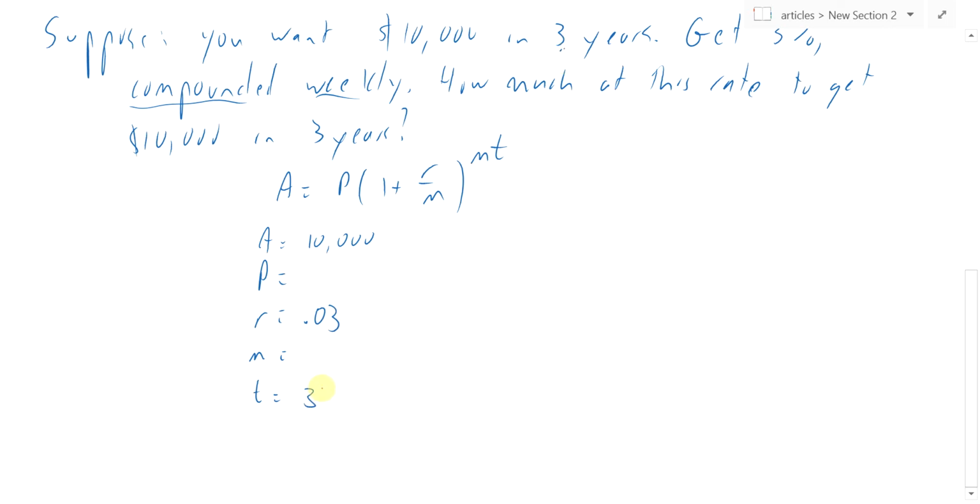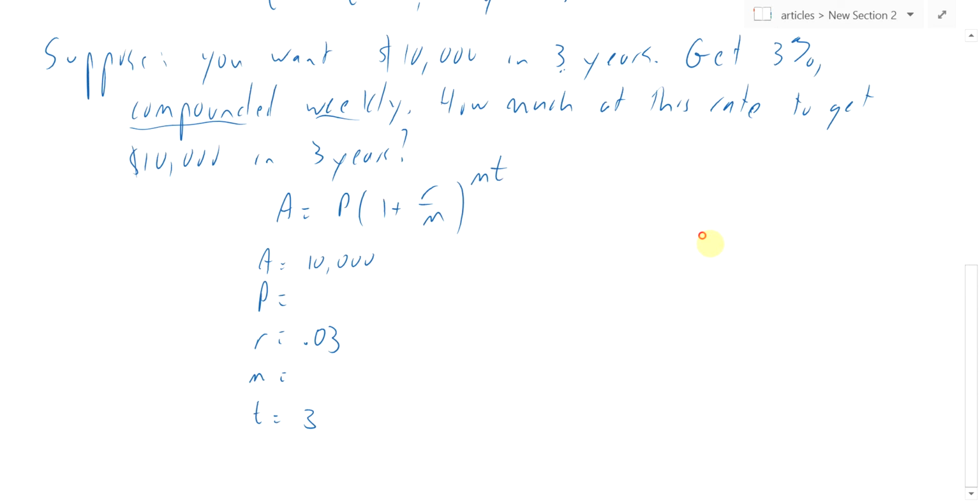How often do they compound interest? Well, they do it weekly, so that means 52 weeks in a year, so 52 is M. And what you want to know is, what's the principal? How much do you have to invest now so you have that $10,000 later? For many of these interest problems, this is the format: there's a formula and a bunch of different variables. The statement of the problem will give you all of the variables, here A, R, M, and T, except one, and you have to find out the other one.